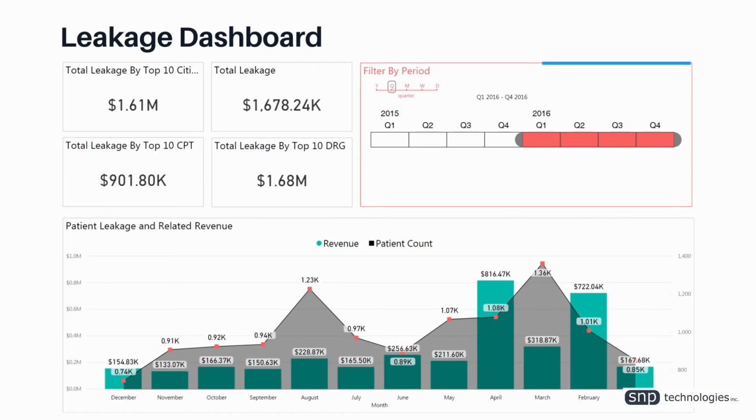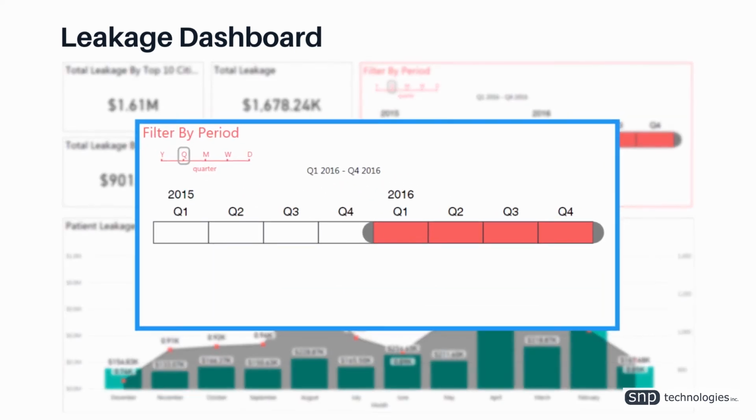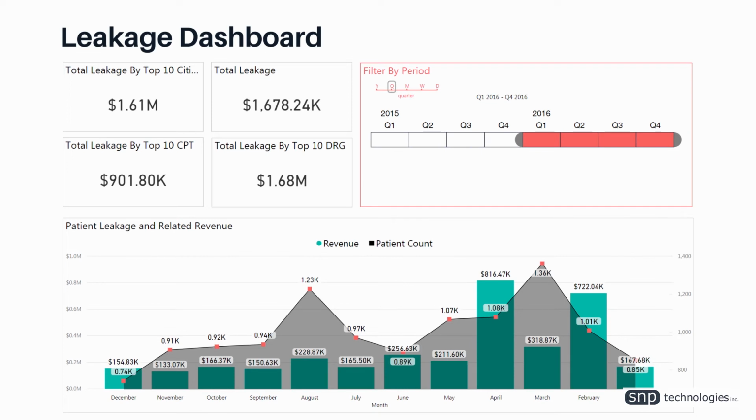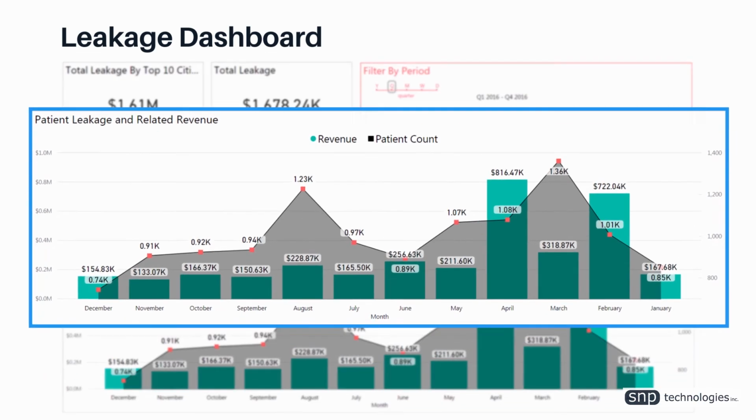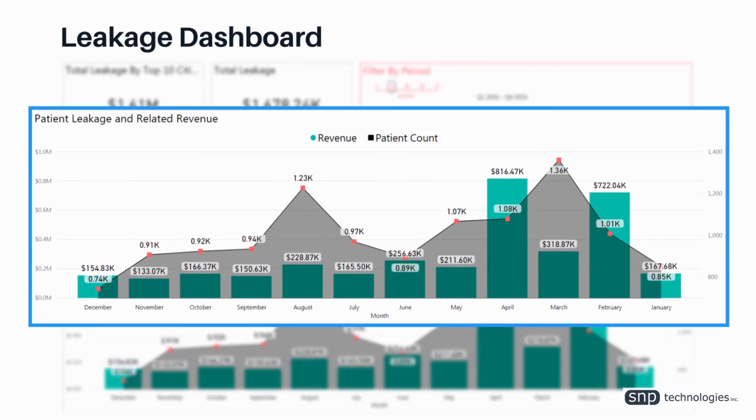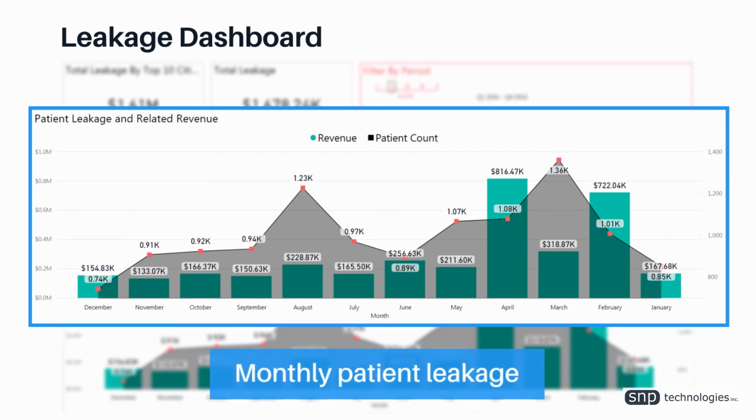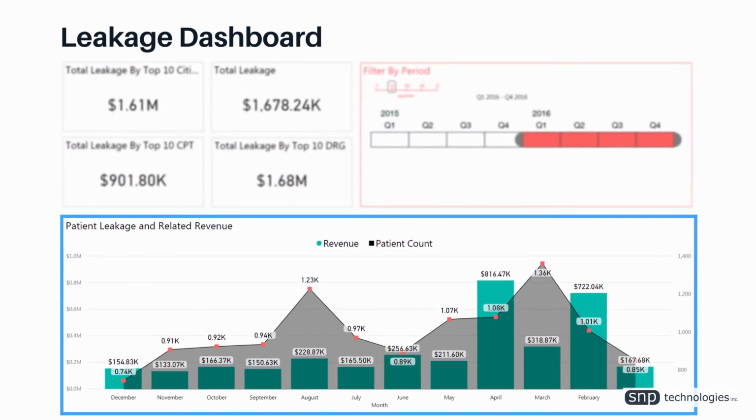Stephen can adjust the filter period to see how the metrics change over time. Lastly, the patient leakage and related revenue report provides another high-level overview of leakage in a graphic that combines monthly patient leakage and related revenue in a single report.